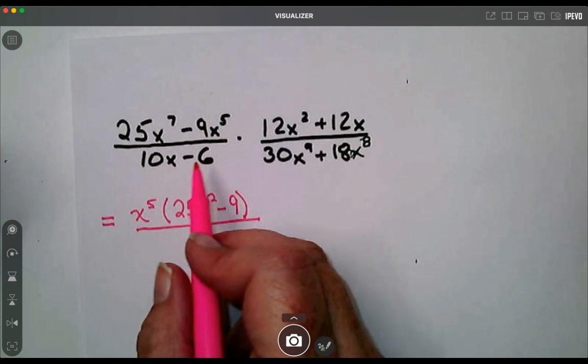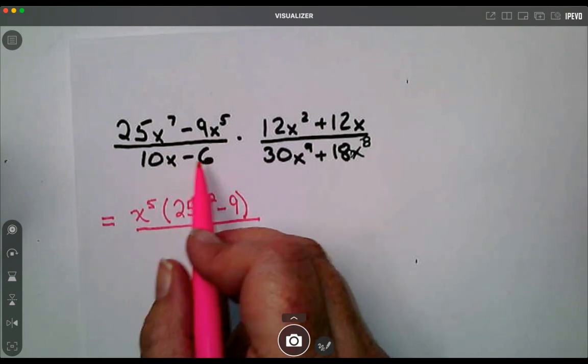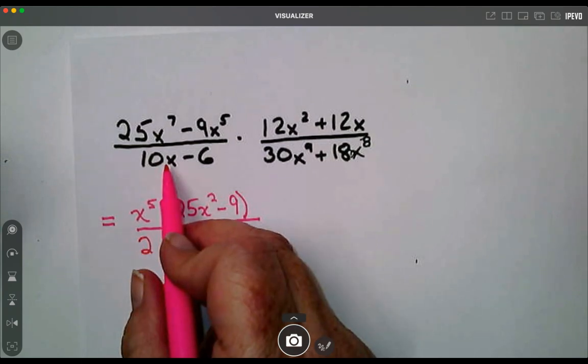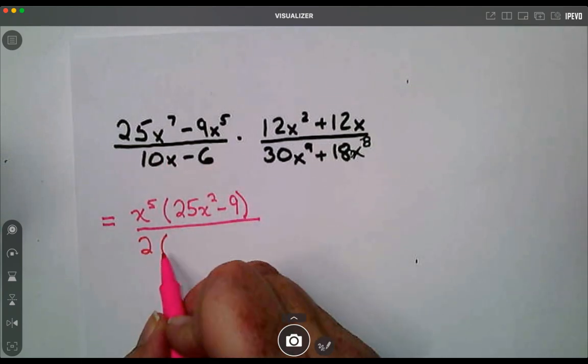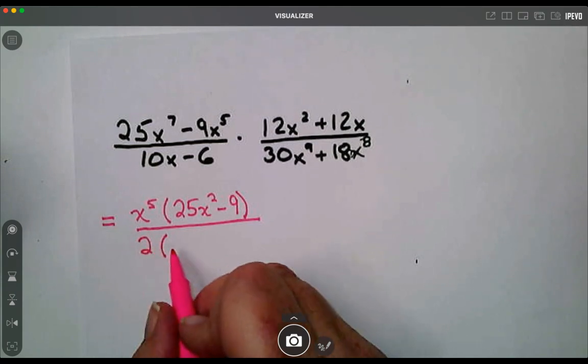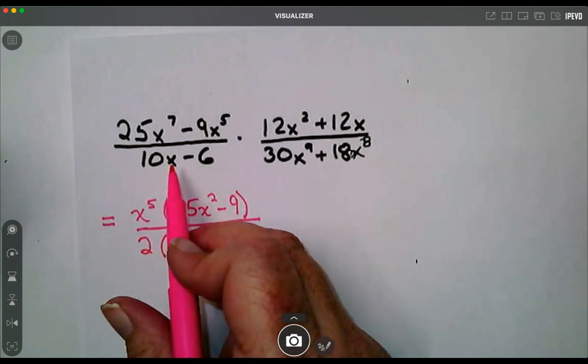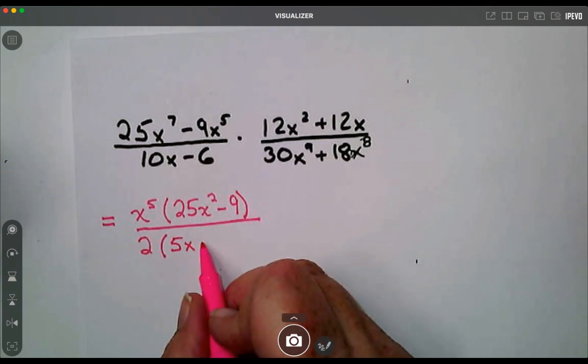Integers. You can divide both of those by 2. I think that's the only thing. So I'm going to go 2. There's not an x in both terms, so can't do that. 10x divided by 2 is 5x, because 2 times 5x is 10x. Negative 6 divided by 2 is negative 3.